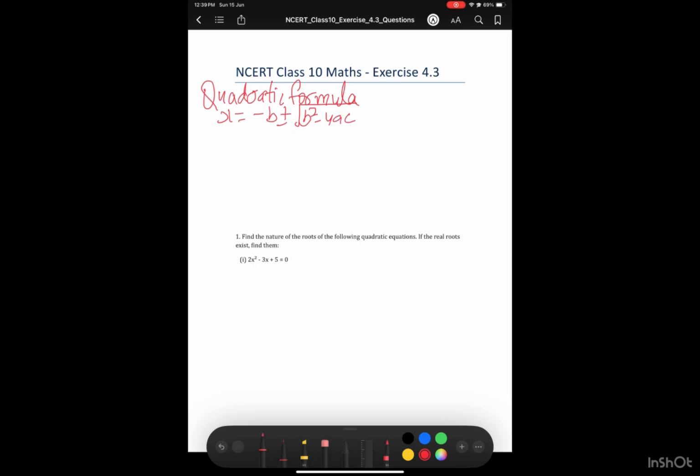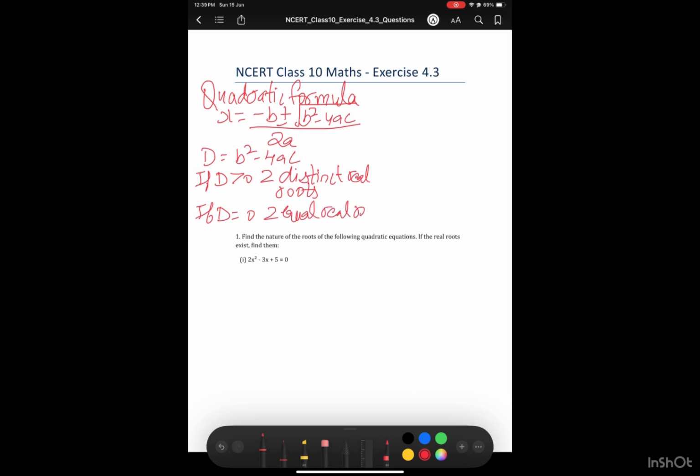The formula for finding out the 2 roots would be x is equal to minus b plus minus under root b square minus 4ac upon 2a. b square minus 4ac is also denoted by the term D, the discriminant. If D is greater than 0, then two real distinct roots are going to exist. If D is equal to 0, in that case, we'll have two equal roots. Many times while solving questions you have seen that two equal roots come. That means D is equal to 0. And if D is less than 0, then no real roots exist.